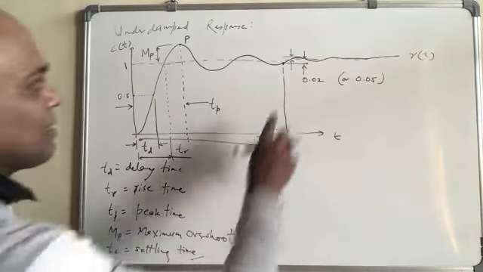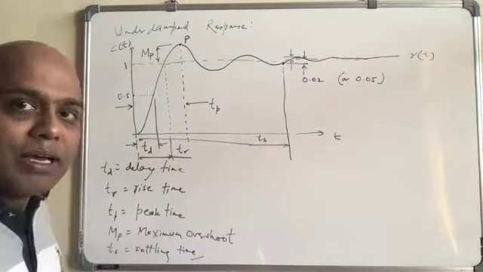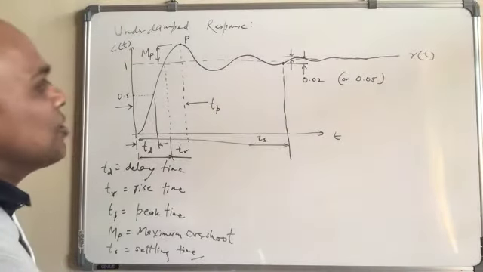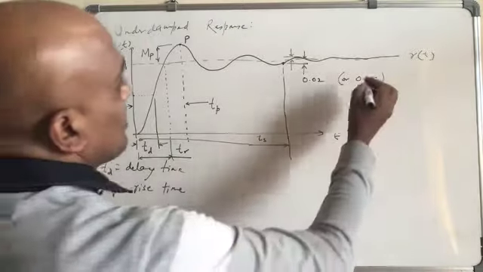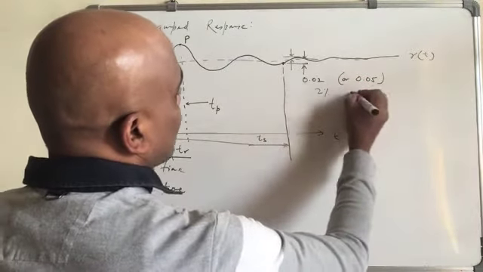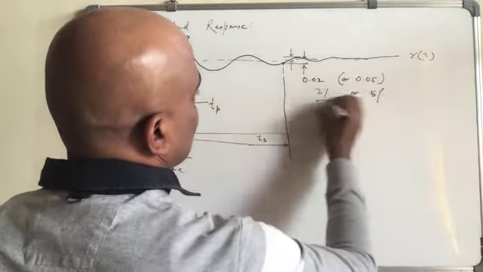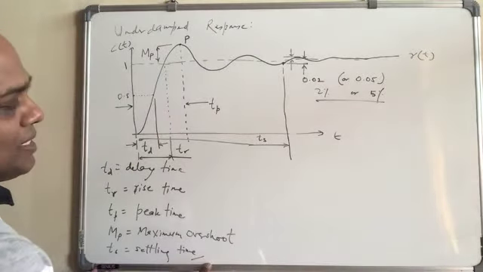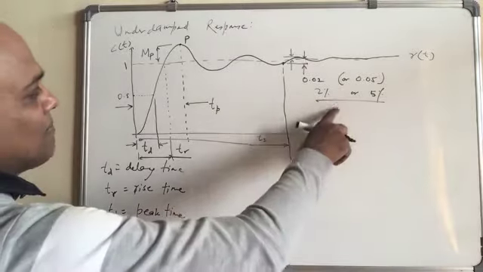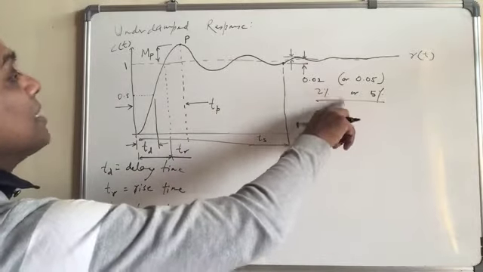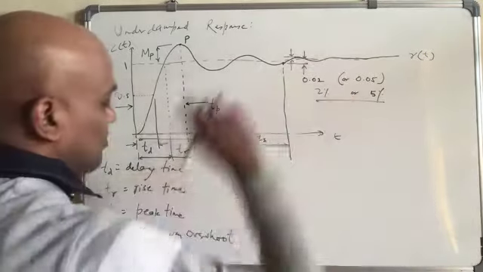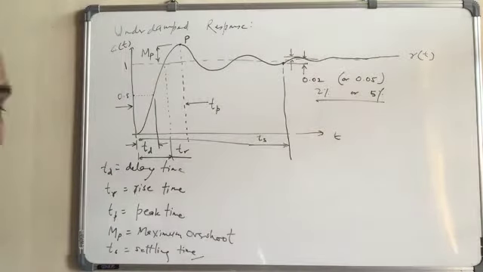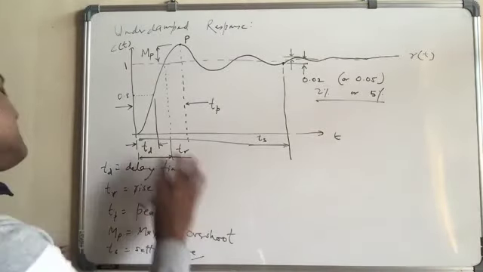Settling time means when the response is close to the reference value, and close means here 2% or 5%, depending on the system requirement. So it is the time to settle, basically. The time to reach within 2% of the reference point is called settling time. All these values you can find out.